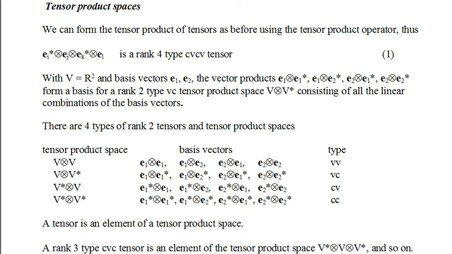There are 4 types of rank 2 tensors and tensor product spaces as shown in the table. The table shows the basis tensors for 4 types of rank 2 tensors. The types are VV, VC, CV, and CC. As before, a tensor is an element of a tensor product space. For example, a rank 3 type CVC tensor is an element of the tensor product space V star cross V cross V star.